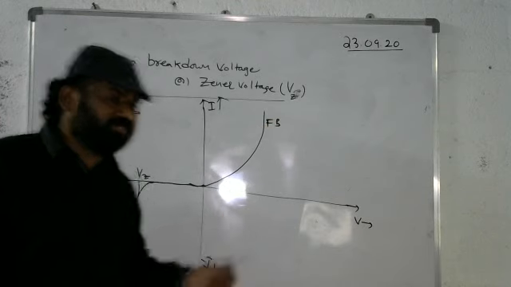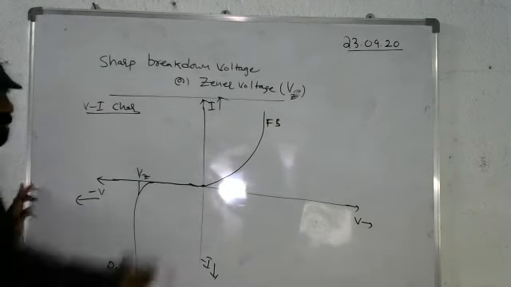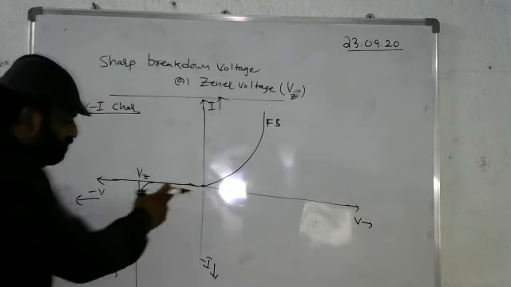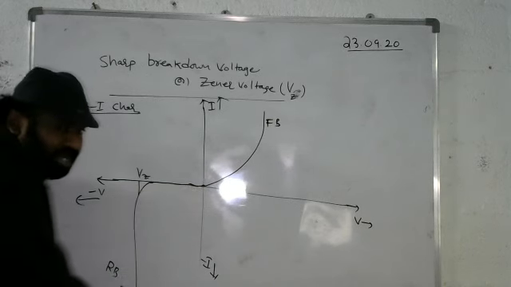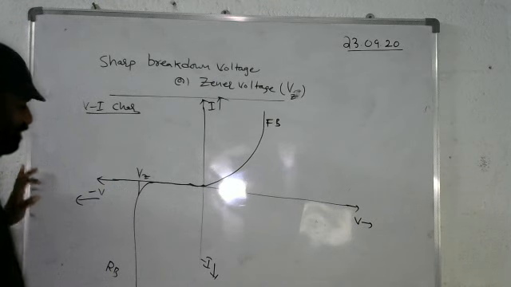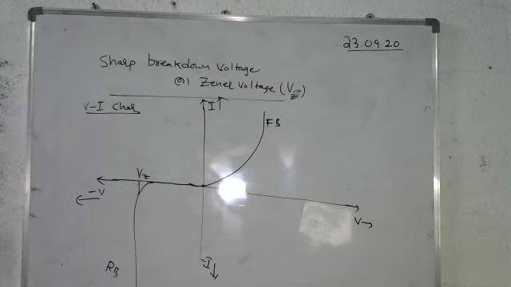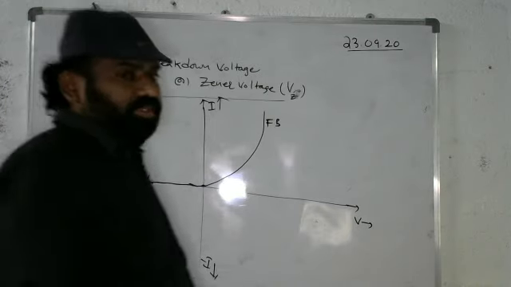But in the case of reverse bias condition, it is not happening like that. What happened here? With the increase of voltage, the current stays 0, 0, 0. At a particular voltage, the current increases rapidly. That voltage is said to be Zener voltage.